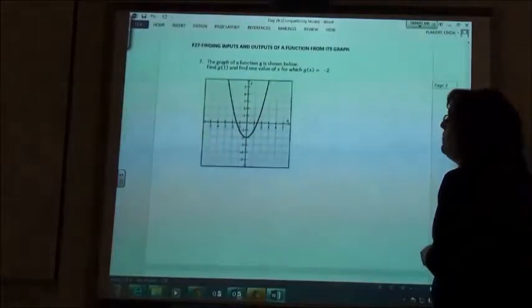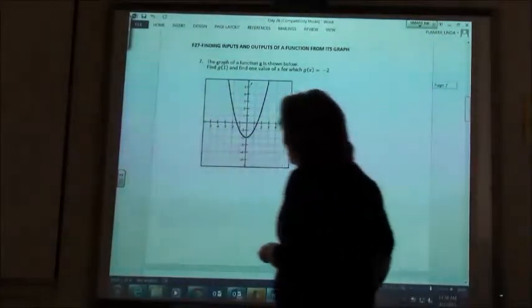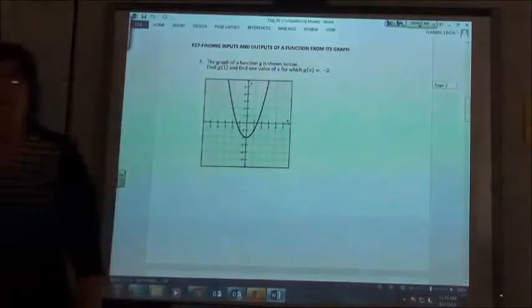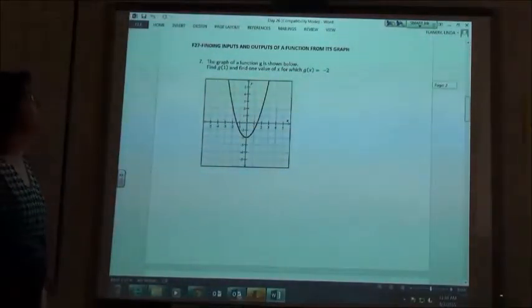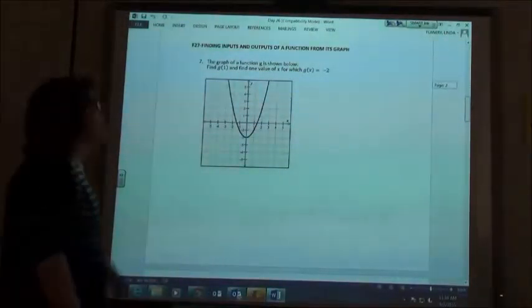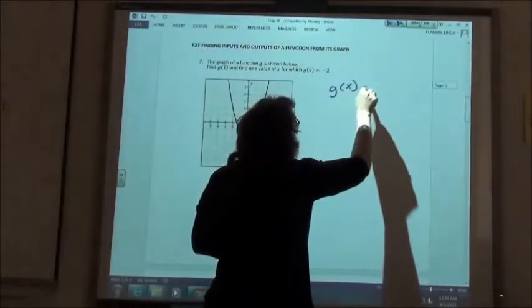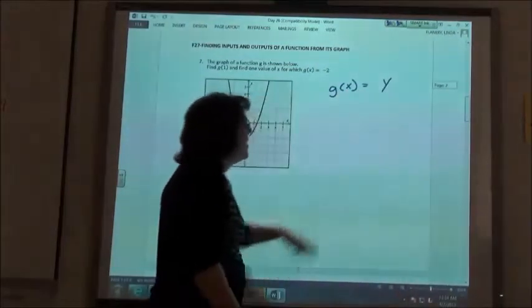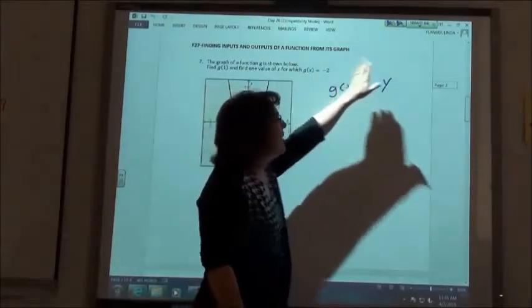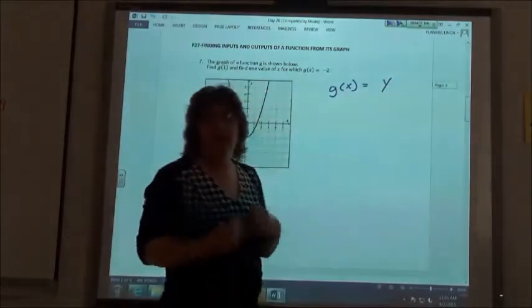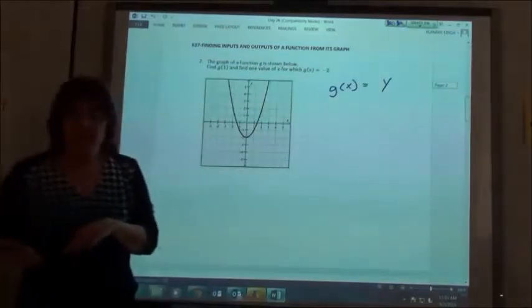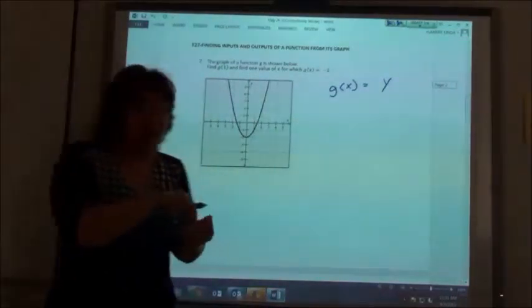Number 7, finding inputs and outputs of functions from the graph. This is trying to help you understand functional notation. In functional notation, you'll have something like g of x equals y. You put a number in for x, your answers are the y's. When you graph, you put a number in for x, your answers are the y's.